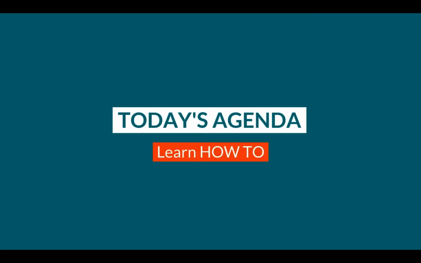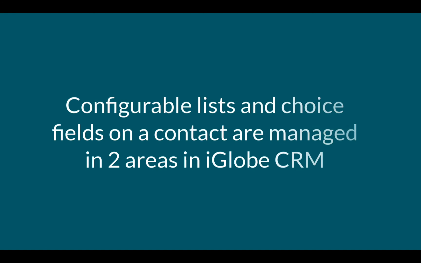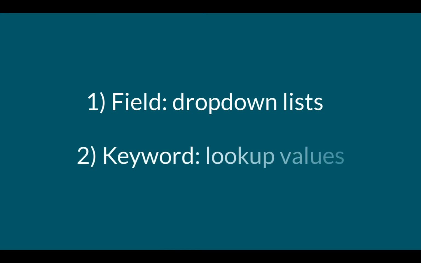In this video, we will show you how to change and add values in choice, list, and lookup fields in a contact form. In iGlobe CRM, configurable lists and choice fields on a contact are managed in two areas within the administration. The first one refers to the drop-down lists categorized under the tab Field, while the second one refers to managing lookup values in lists under the Keyword tab. Let's start with the field first.